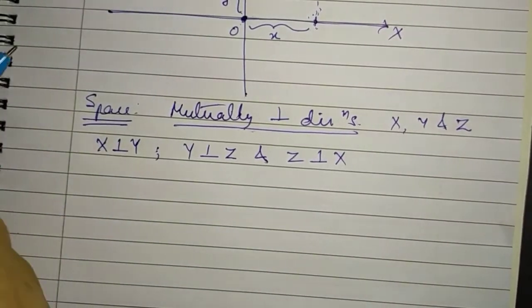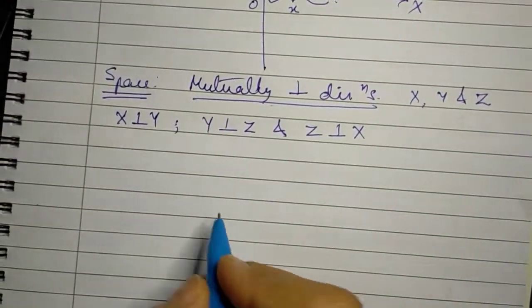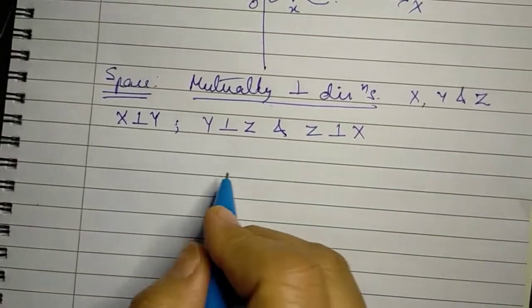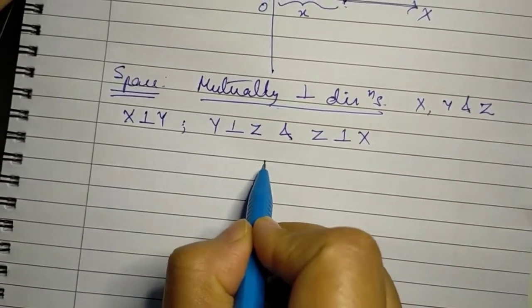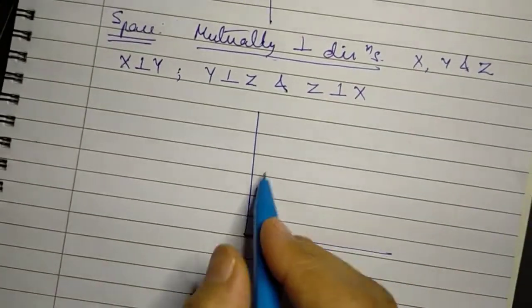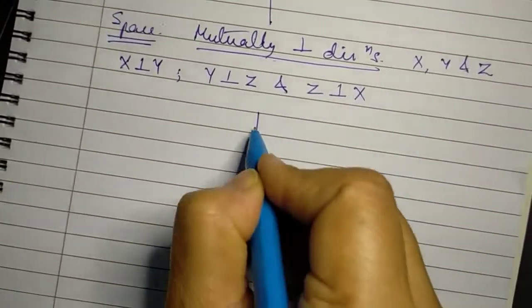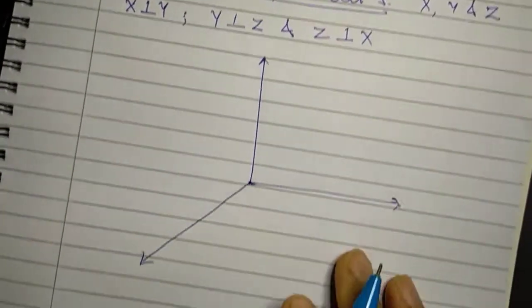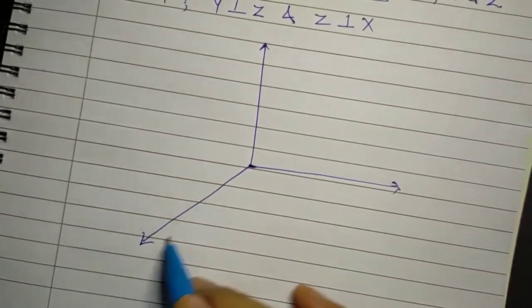Now we can write it as on a two-dimensional plane. We can show these three mutually perpendicular directions in this manner. Two directions are perpendicular to each other, and this is the third direction which we have to assume is perpendicular.